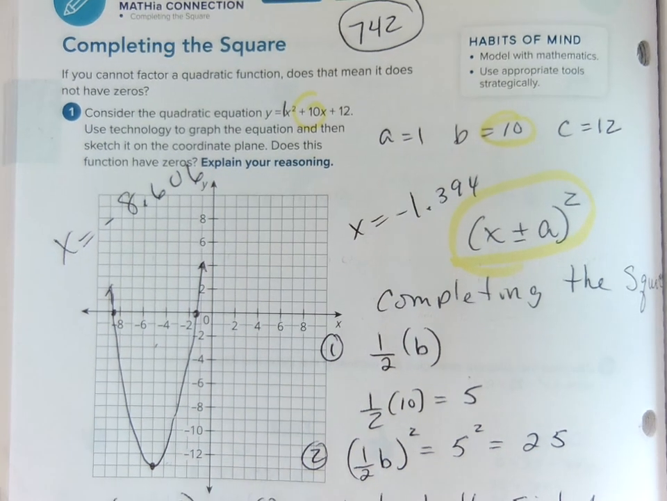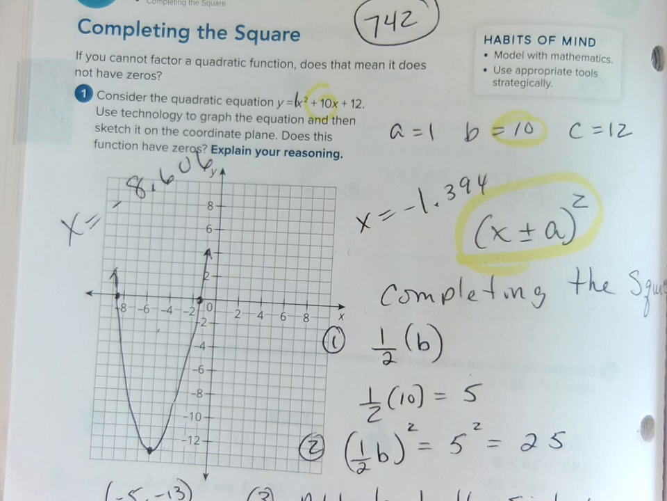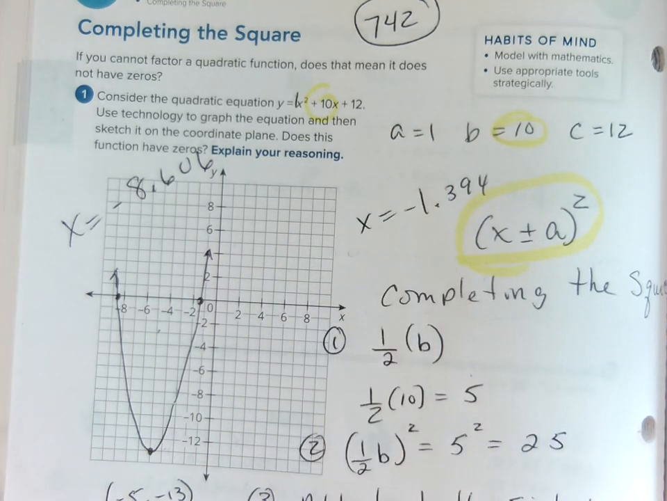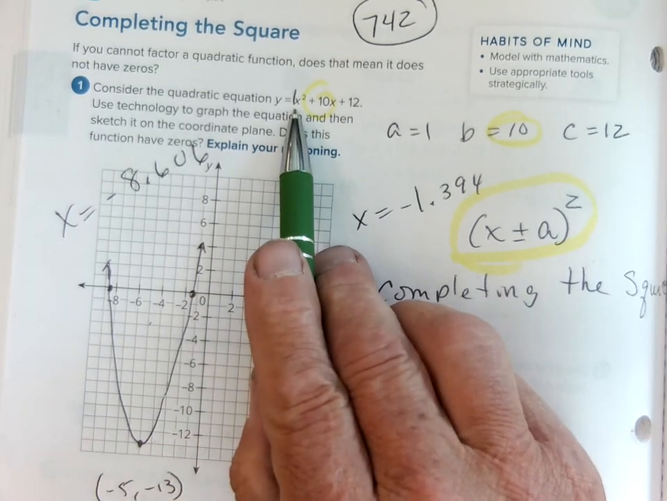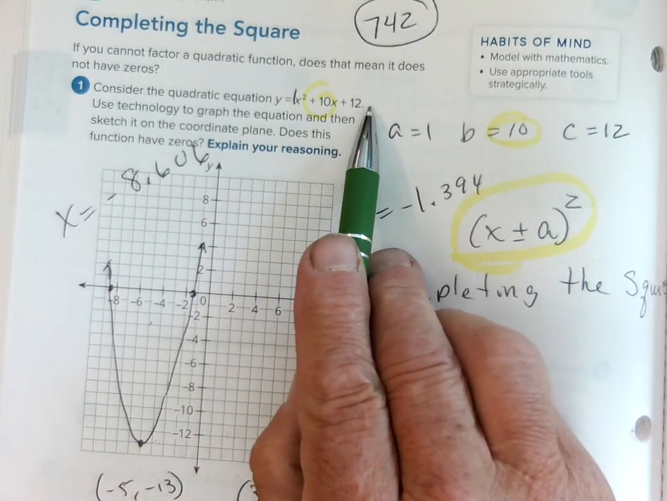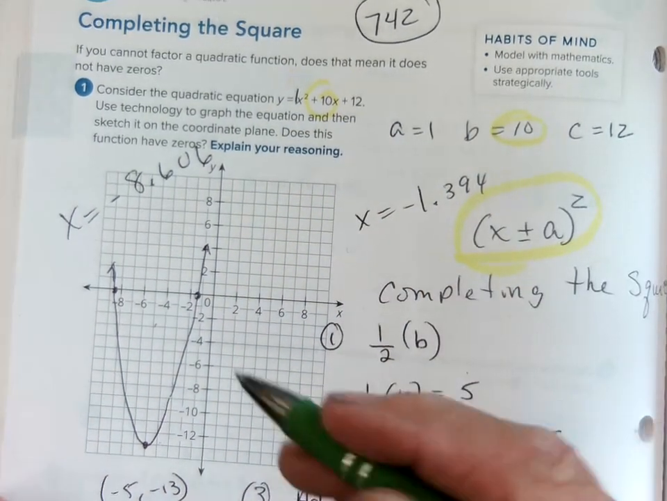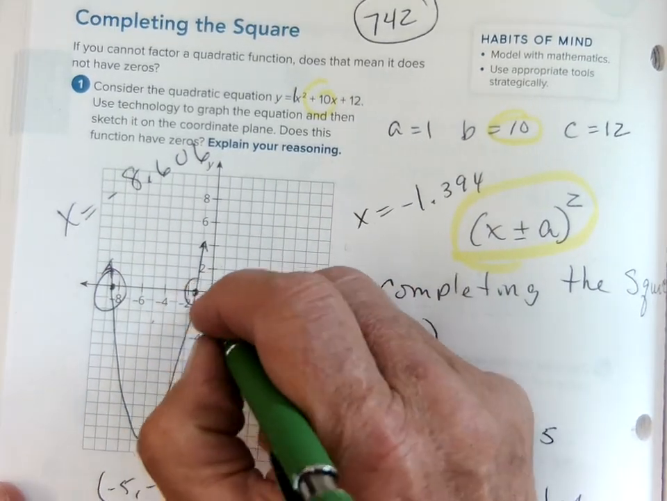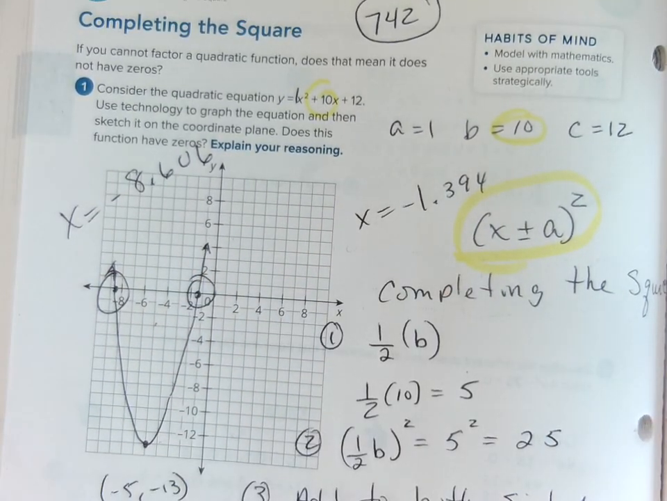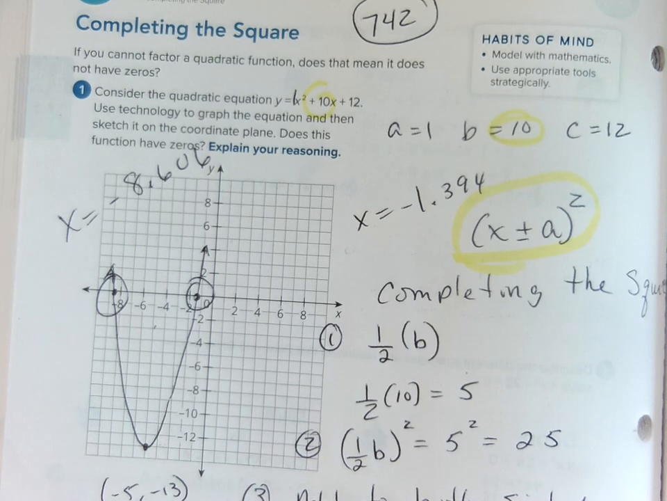Okay, everybody, we're going to talk about this thing called completing the square, and I'm on page 742. It's kind of a weird trick, but it always works. Okay, so we had x squared plus 10x plus 12. It does not factor, but we used Desmos, and we found, sure enough, it has two zeros. So if it doesn't factor, we know there are two zeros, then how do we get those answers?